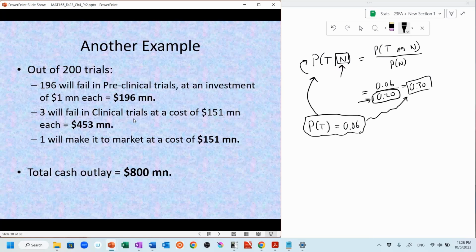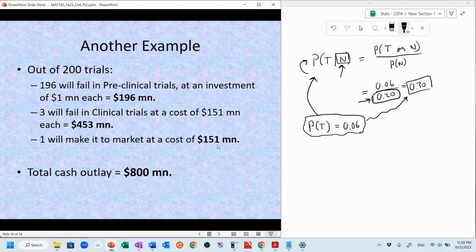Similar with clinical trials, sometimes we'll know earlier and cut our losses. Sometimes we'll get all the way to the last stage and it'll fail there. So 3 drugs will make it successfully through the lab stage but fail in clinical trials. They'll cost 151 million each. So 150 for the clinical trial on average and 1 million on average for the preclinical work. So that's 453 million. And one will make it to the market at a cost of, say, 151 million. The total cash outlay, and again, this was about 10 years ago, and a conservative estimate is around $800 million.